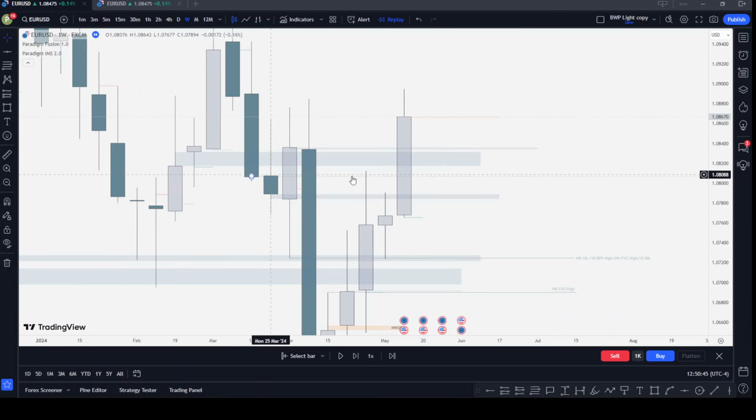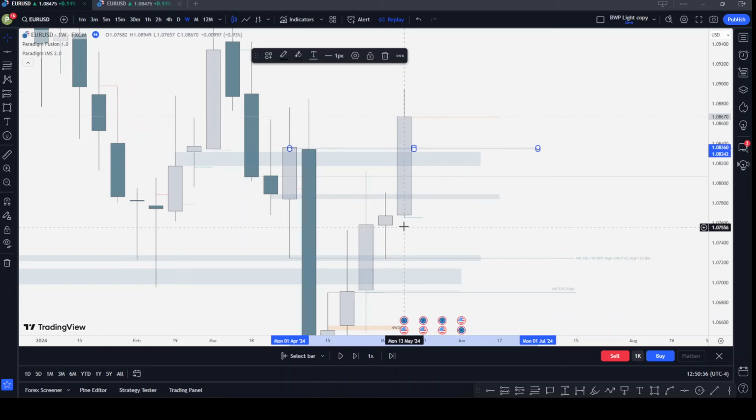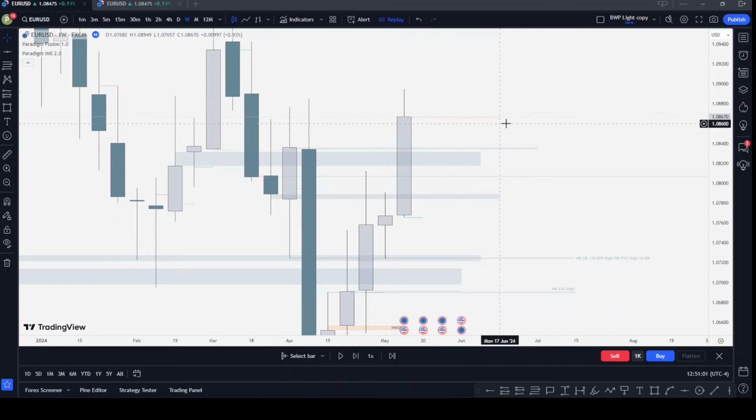The price has just closed above, so we have this one, this one, this one, and this one. All of them have just had a change in state. So now we have 1, 2, 3, 4 new week opening gaps that we could use to frame our buyers for this week. Remember, the order flow is bullish, and price has already had a change in state of all of these.